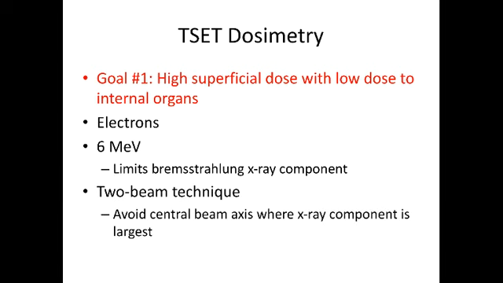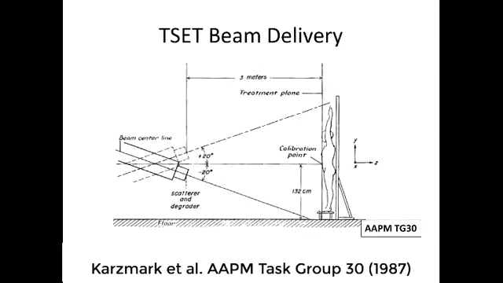You typically would use a two-beam technique for this, and that avoids the central axis where this X-ray component is the largest. And here's what that looks like. One beam is tilted down towards the floor and one beam is tilted up, so the patient is never looking straight down the beam. It's off axis, and that avoids the central X-ray component.